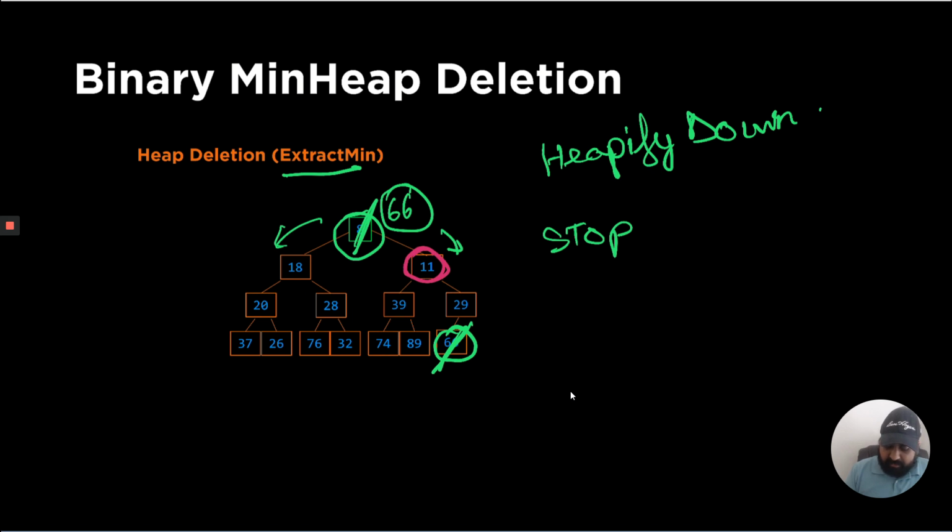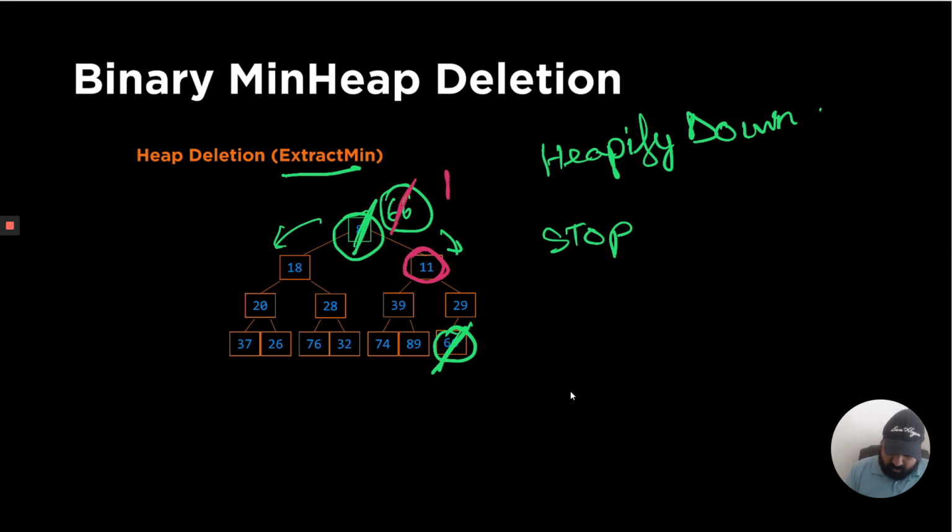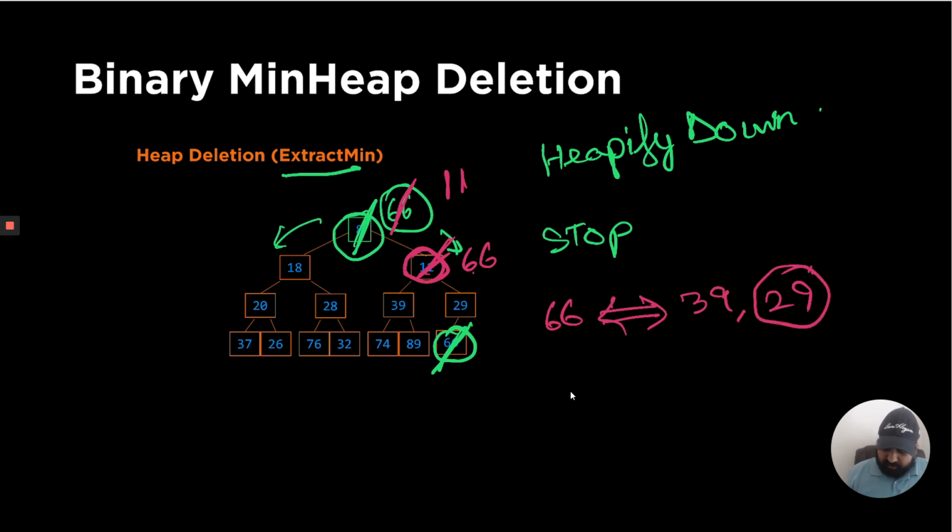So it's going to swap with the smaller child. In this case, 11 will go up, and 66 will come down. Next, it will again compare 66 with the two children, which are 39 and 29. Since 66 is still greater, it needs to go down, and the smallest child will come up. In this case, 29 is the smallest child, so 66 and 29 will be swapped.